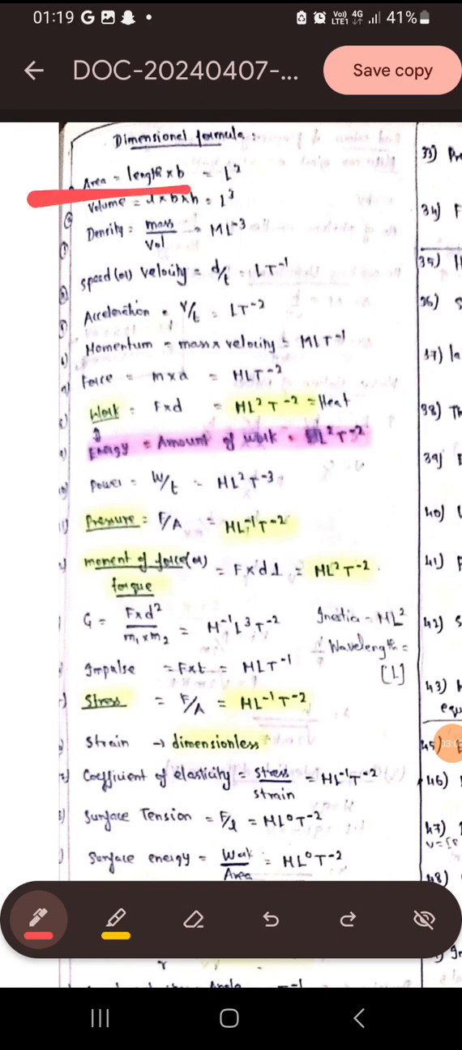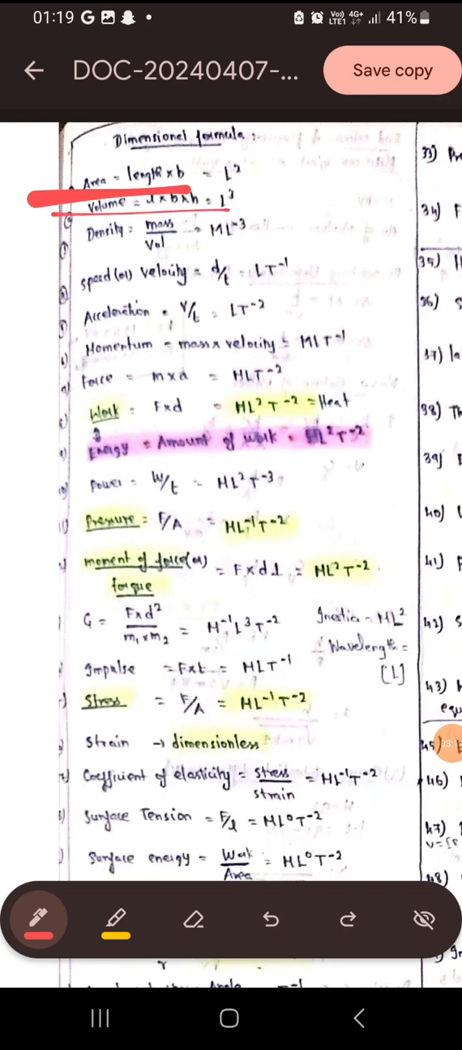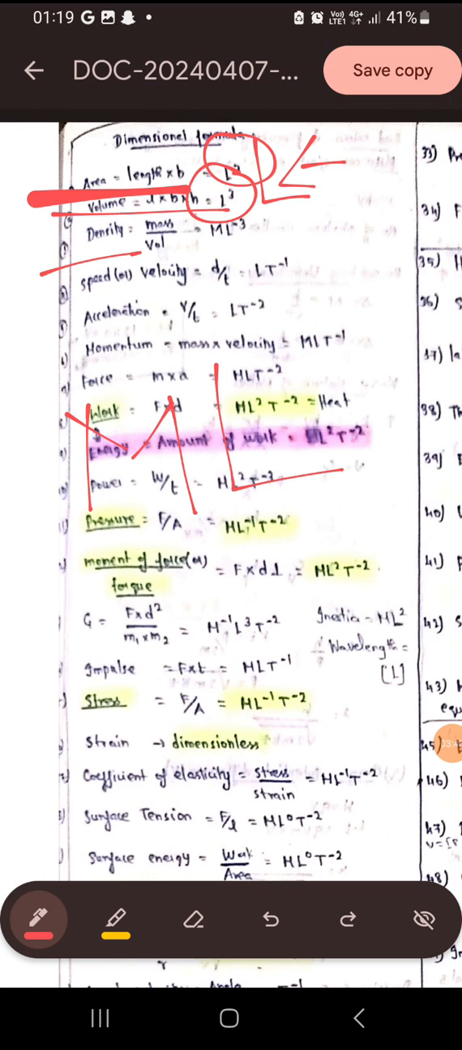Area is length into breadth. And volume is length into breadth into height. Length we can represent as L, breadth also we can represent by capital L. So we can write it as L into L, that is L square, and L into L into L, that is L cube. For mass we are going to represent capital M. For length, height, breadth, these are all quantities, we are going to represent by L. And for time we are going to represent T. These are the units and dimensions.